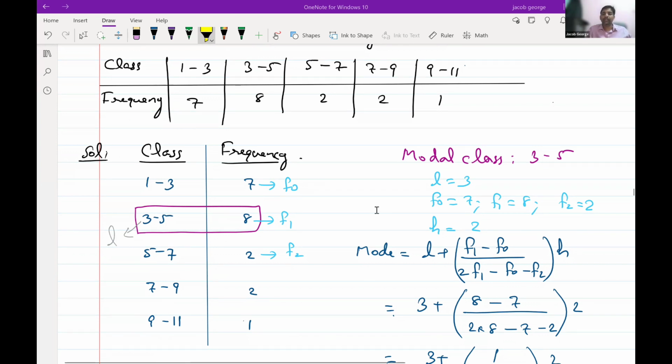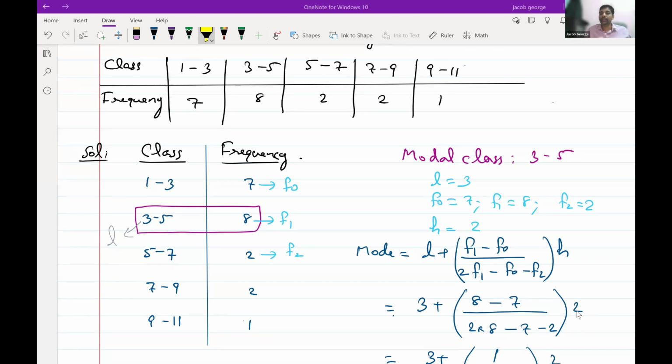Then can you see the highest frequency is 8. For that 8, the class interval is 3 to 5. That 3 to 5 is called the modal class. Is that clear, how to select the modal class? The class corresponding to the highest frequency is called the modal class. Here the highest frequency is 8, its class is 3 to 5, so the modal class is 3 to 5. Is that clear, children? Selection of modal class, everybody understood?